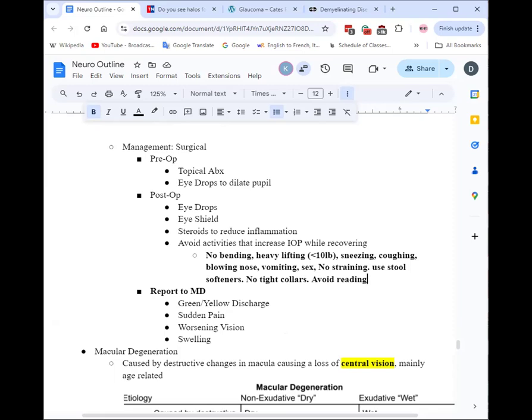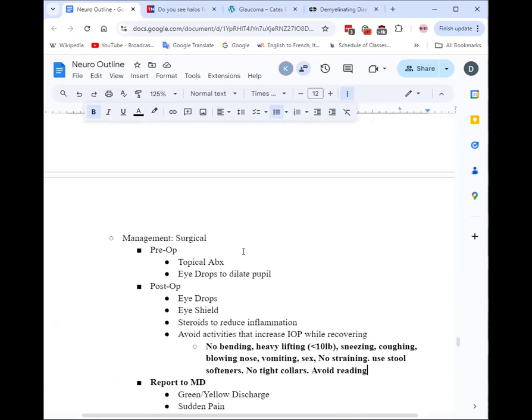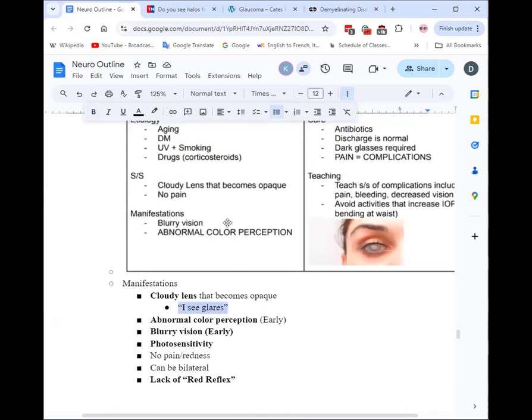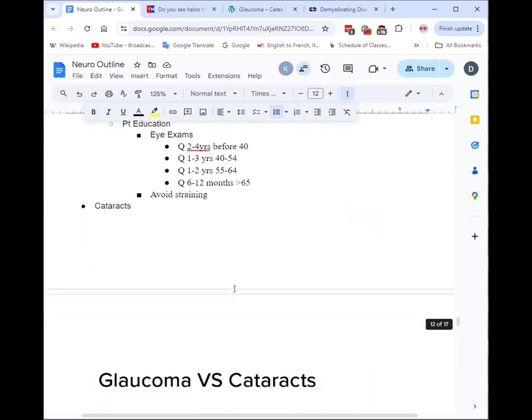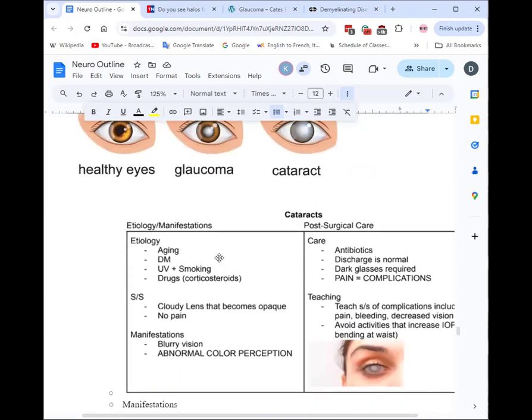Thank you. Is this one the glare vision? Yes, this one's the glare vision. I have it here in the manifestations. The person says, I see glares. You have the cloudy lens. Halos is more glaucoma, so that's kind of the main things there.